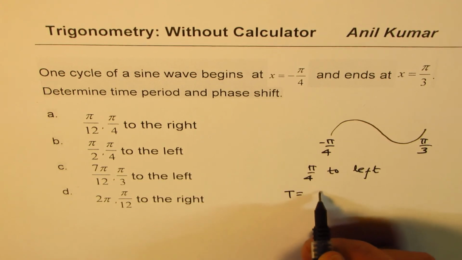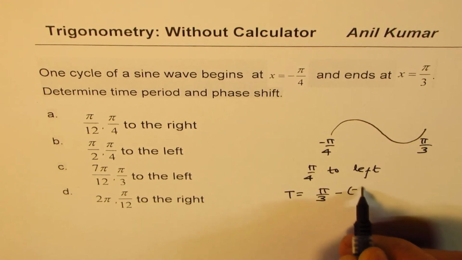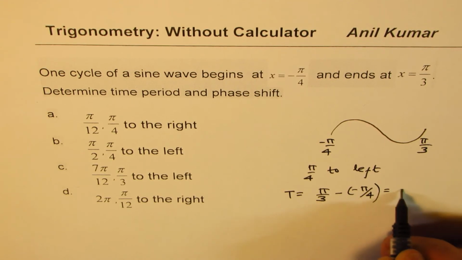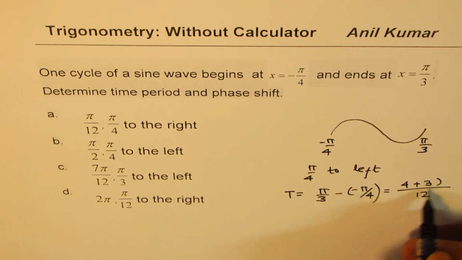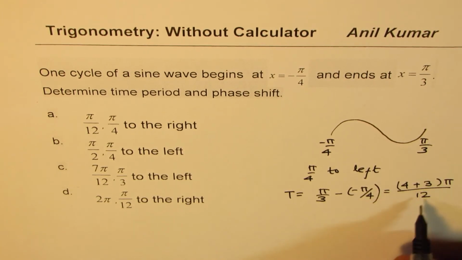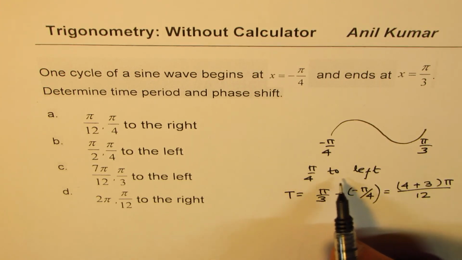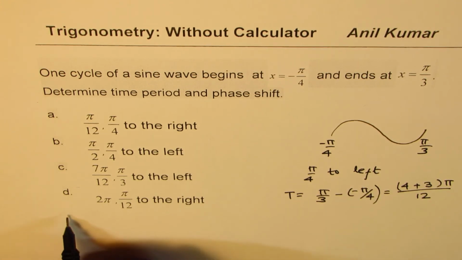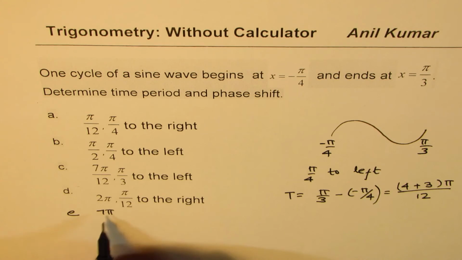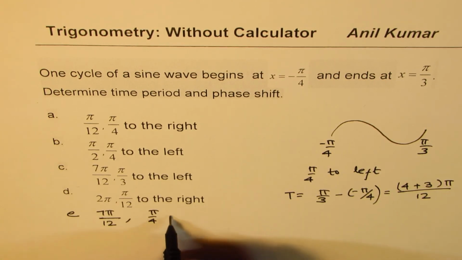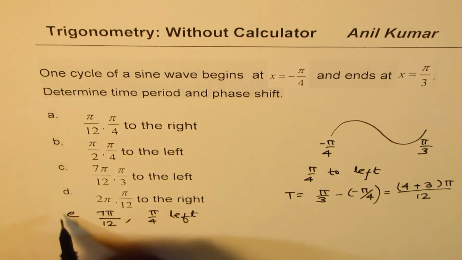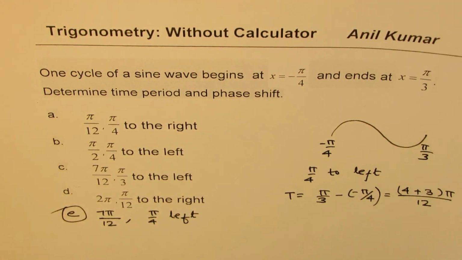So time period T is pi by 3 minus of minus pi by 4. That gives you a common denominator of 12, 4 plus 3 pi, right? That means 7 pi by 12. So 7 pi by 12 and pi by 4 to the left. Write the correct option here now. So it should be 7 pi by 12 as the time period, and it should be pi by 4 left as the phase shift, right? So option E is the correct option.